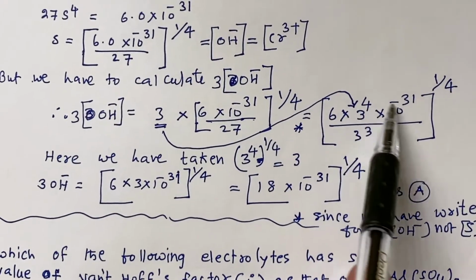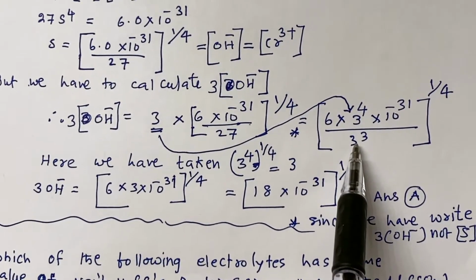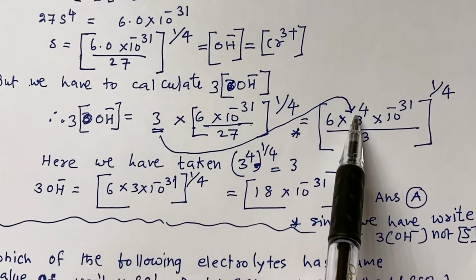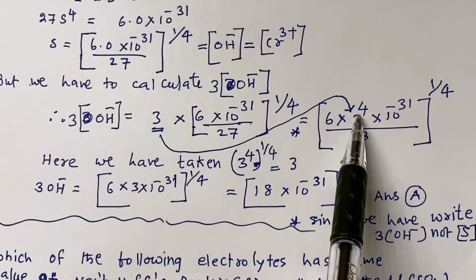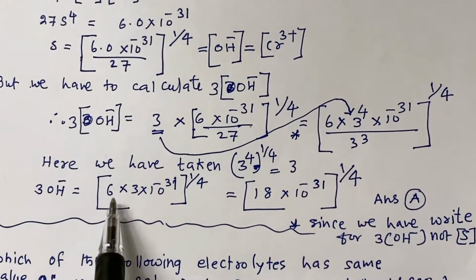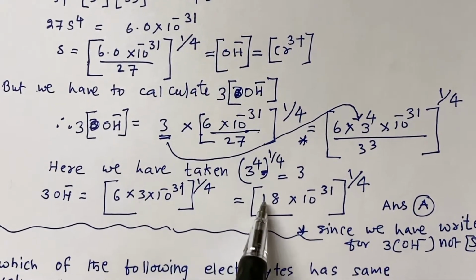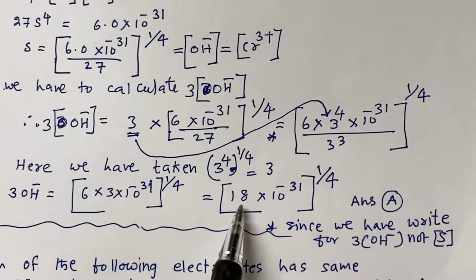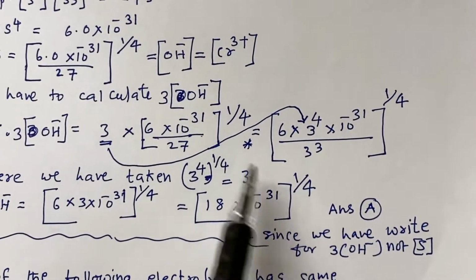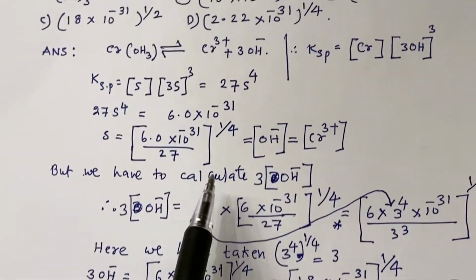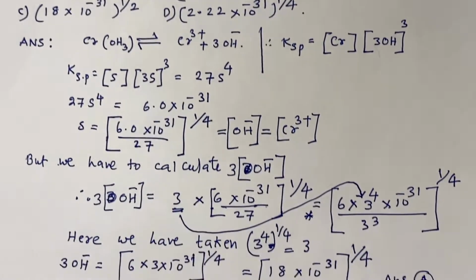6 into 3 by 4 into 10 to the power of minus 31 by 3 by 3. So 3 by 3 and 3 will be canceled. And 6 into 3 into 10 to the power of minus 31, 1 by 4 will be coming. So it is coming 18 into 10 to the power of minus 31, to the power of 1 by 4. So this is a little complicated problem. So this standard of the question is good.